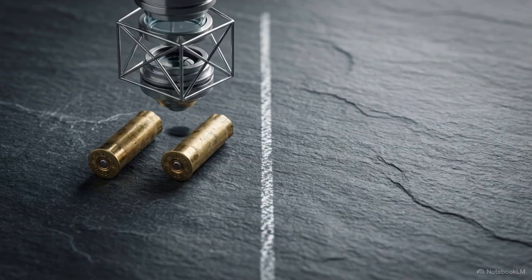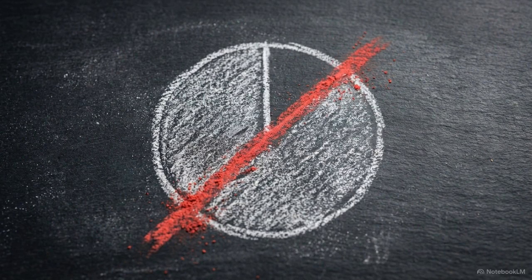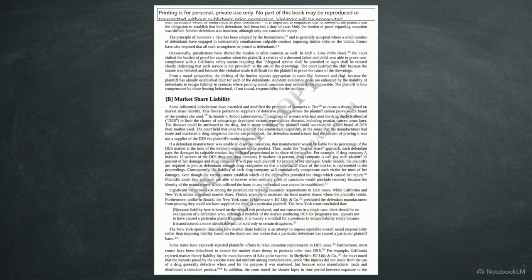Because the shotgun shells were identical, the plaintiff could not scientifically prove which specific defendant's gun fired the blinding pellet. Under the traditional rules of negligence, the plaintiff's case is dead. They cannot prove that either specific defendant was 51% responsible for the injury. The California Supreme Court solved this by engineering the doctrine of alternative liability.